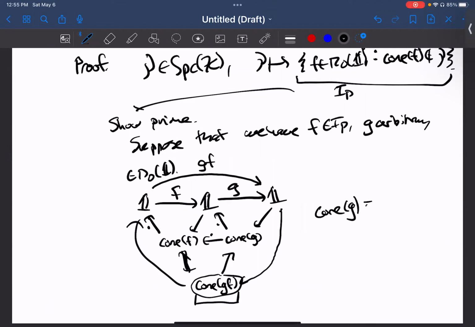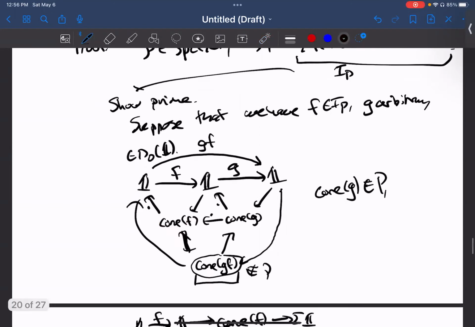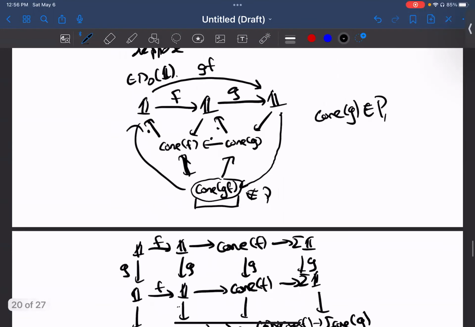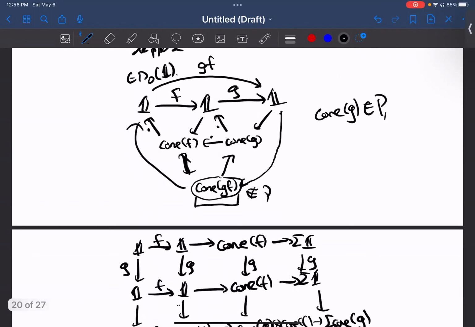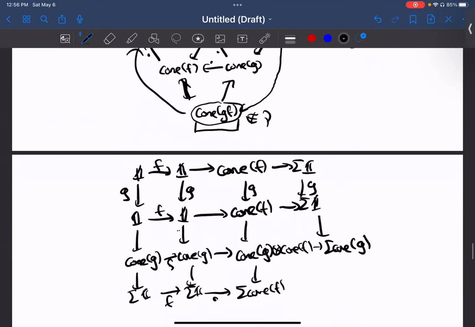All right, let me write down the part. So if cone G is in P, then this cannot be in P, or else this exact triangle here would show that this is in P, and that would be a contradiction. So you're only left with showing that this isn't the case if cone G is not in P. And for this, let's see.